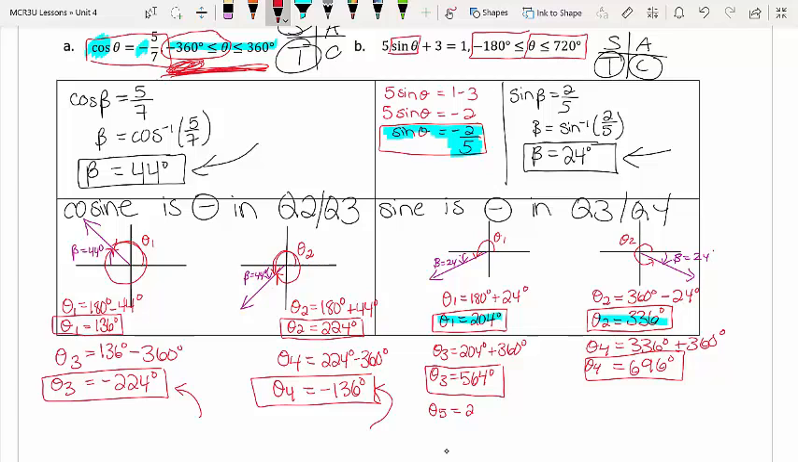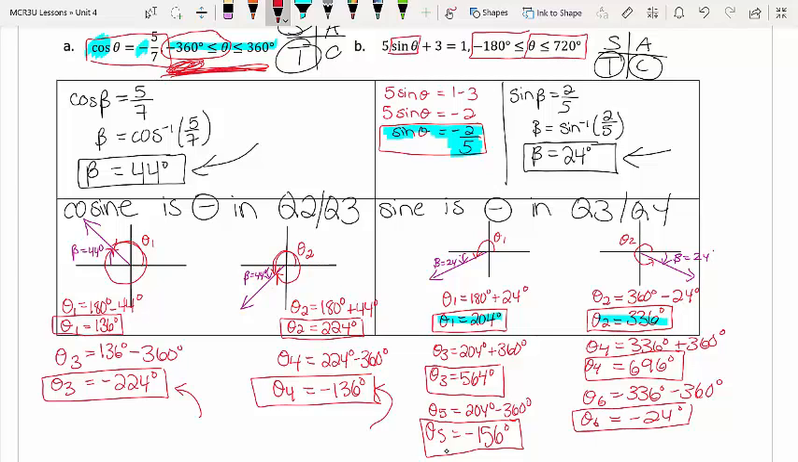So now I'm going to take 204 and I'm going to subtract 360. And I get negative 156 degrees. Okay, and that falls within our domain. It's not past our domain of negative 180. So that counts. Okay, now I'm going to take 336 and subtract. Okay, we get negative 24 degrees, so that works as well.